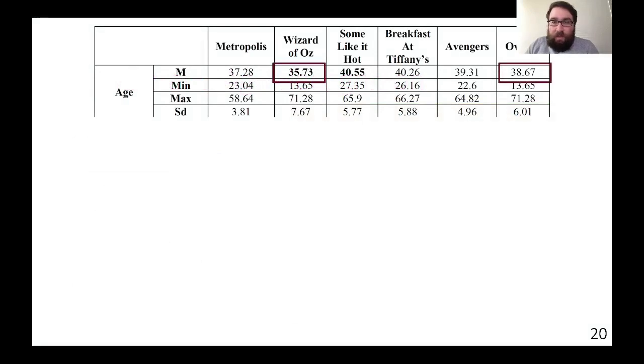Looking at the overall averages over all movies and the single movies respectively, we identified that the averages are quite similar, around 40 years for all the movies, which is a rather consistent overestimation, since most leading actors in the selected movies are around 30 years old at the time of the movie.